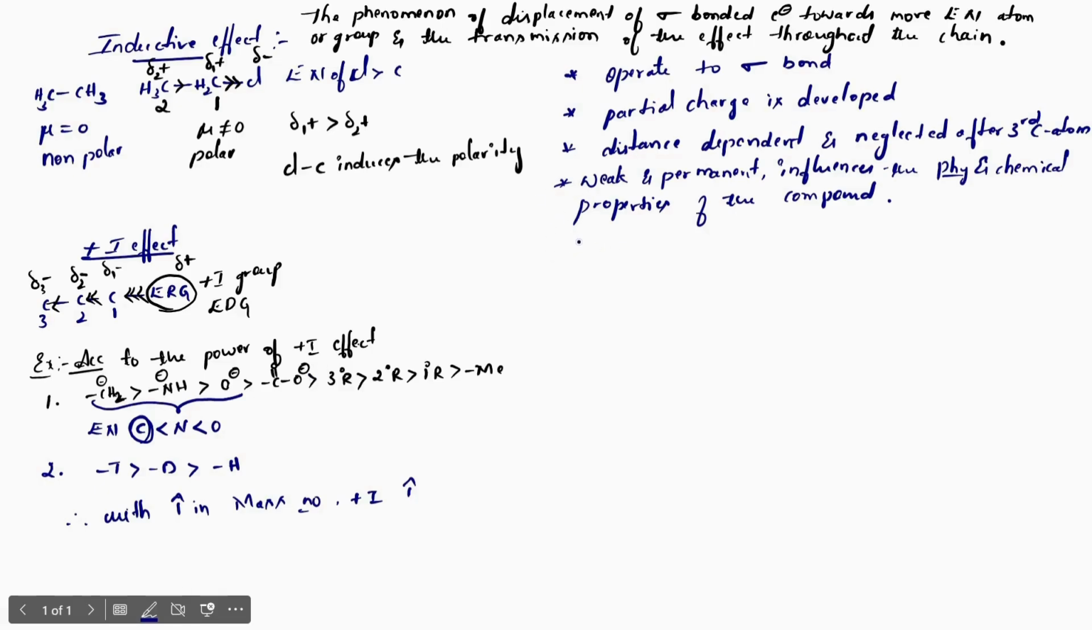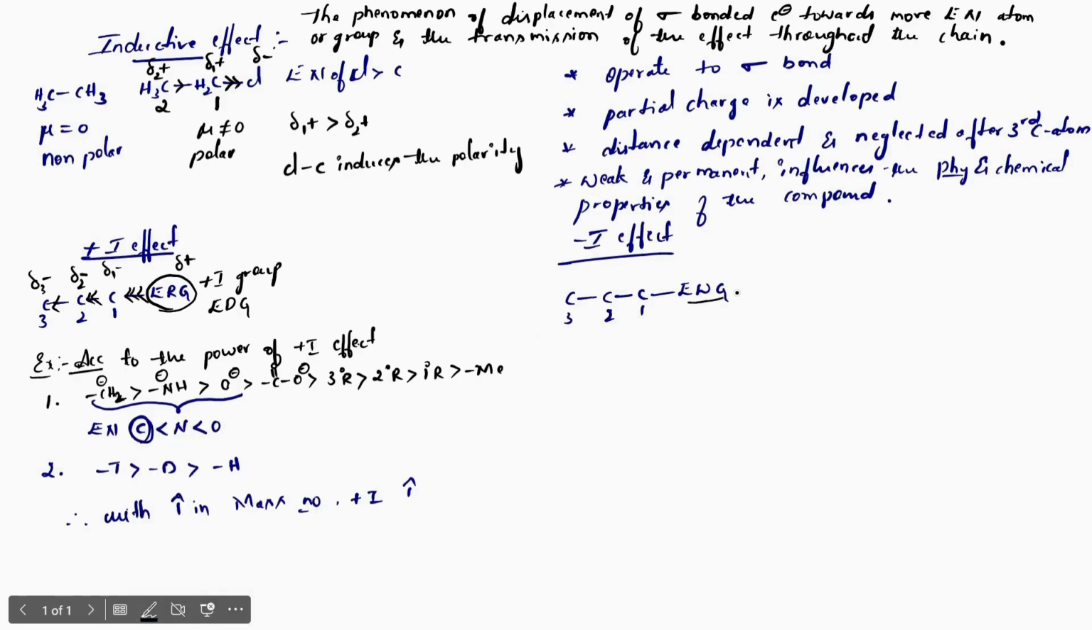Let us discuss the negative inductive effect, also called the minus I effect. Consider an open chain of carbon which is attached to an electron withdrawing group. This is the first carbon atom, second carbon atom, and third carbon atom.